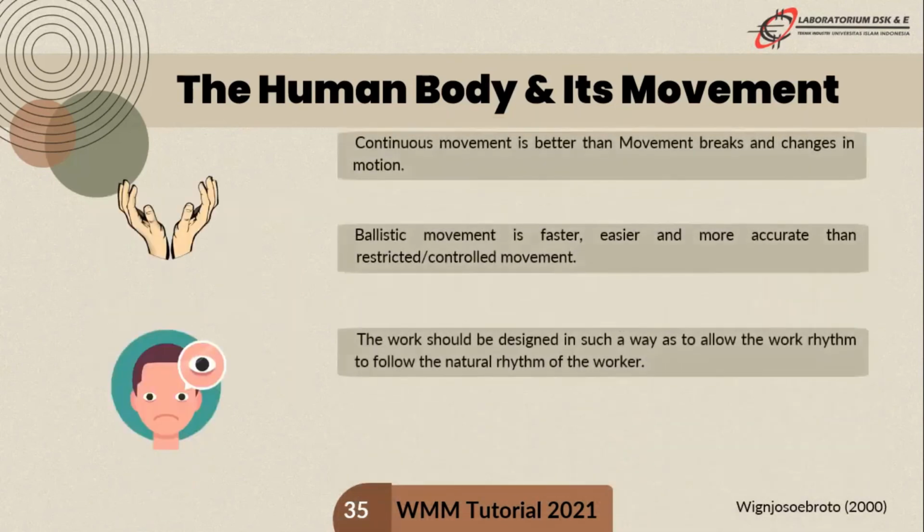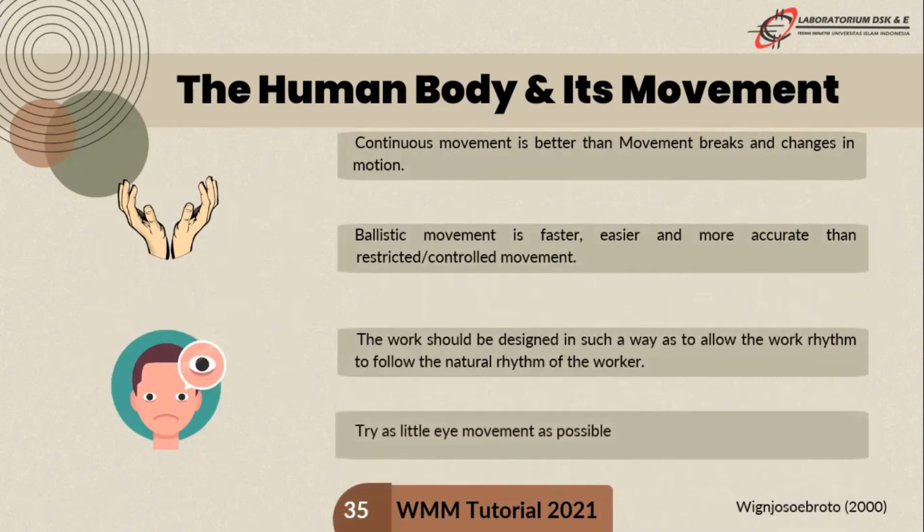Continuous movement is better than movement with breaks and changes in motion. Ballistic movement is faster, easier, and more accurate than restricted controlled movement, so it's better that we do ballistic movement. The work should be designed so as to allow the work rhythm to follow the natural rhythm of the worker. Use as little eye movement as possible.